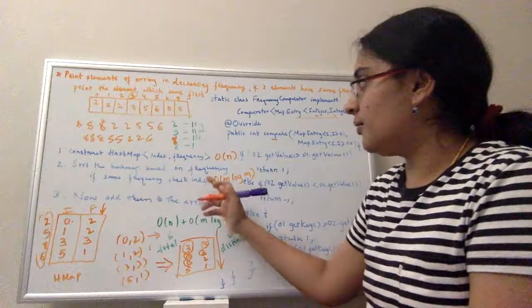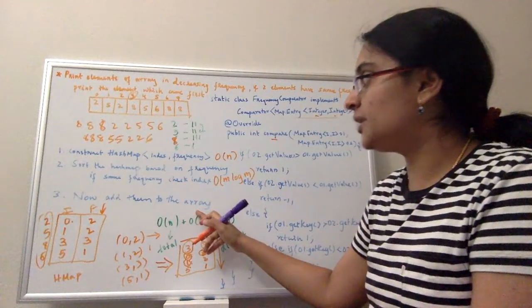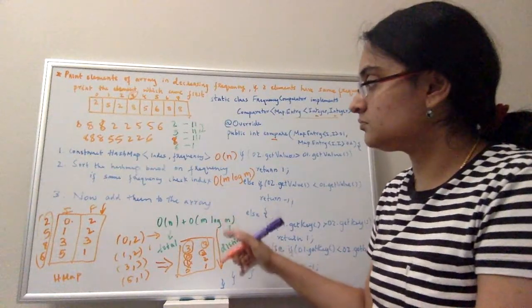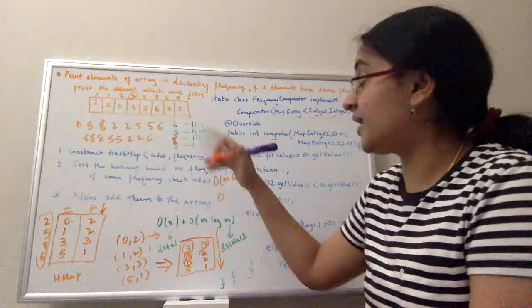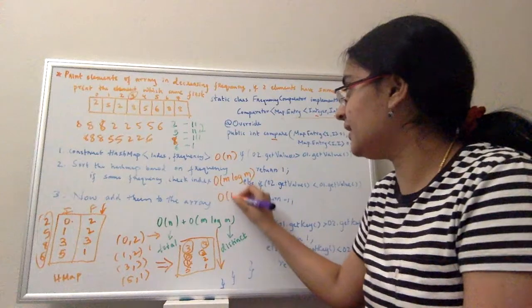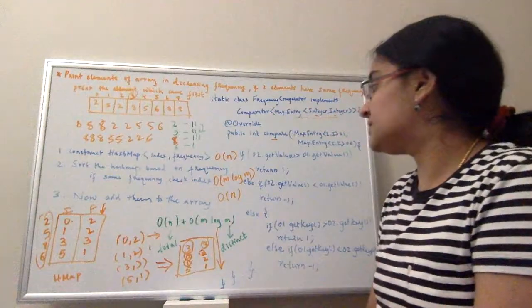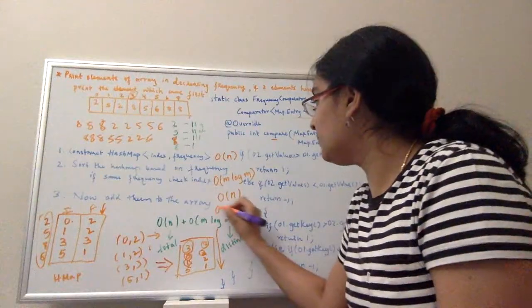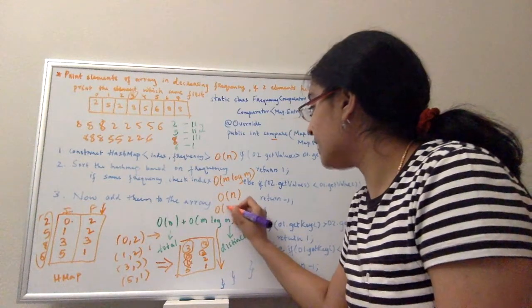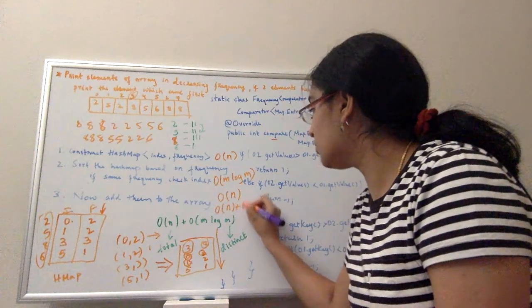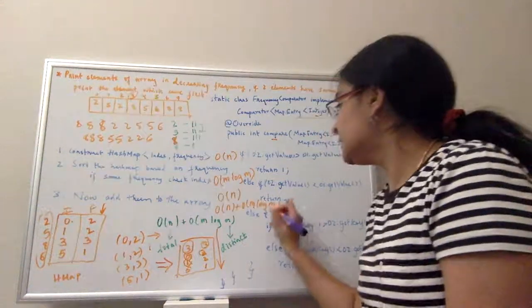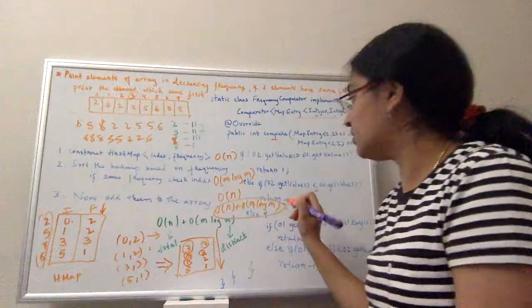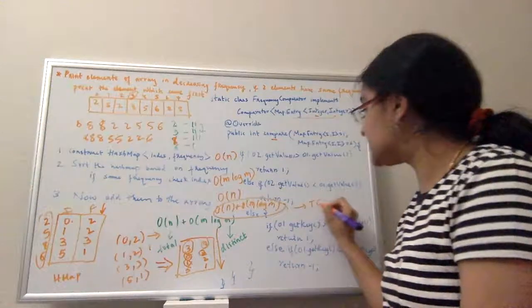Then I have to add them back to the array. Because there are n elements, I again take O(n) complexity. To sum it up, it will be O(n) plus O(m log m). This is the time complexity.